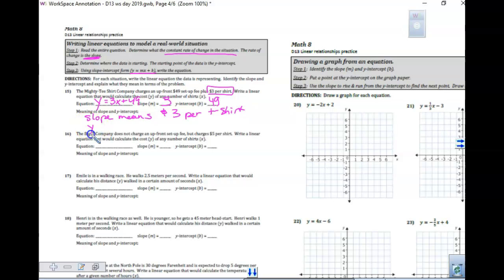What does the y-intercept mean? The y-intercept means that $49 is what we had to pay up front. Wow. Just to have them put my design. So I must be going to make quite a few shirts, right? Because if I was just doing one, they might just charge me maybe $10 a shirt. But this one is an upfront fee plus that.